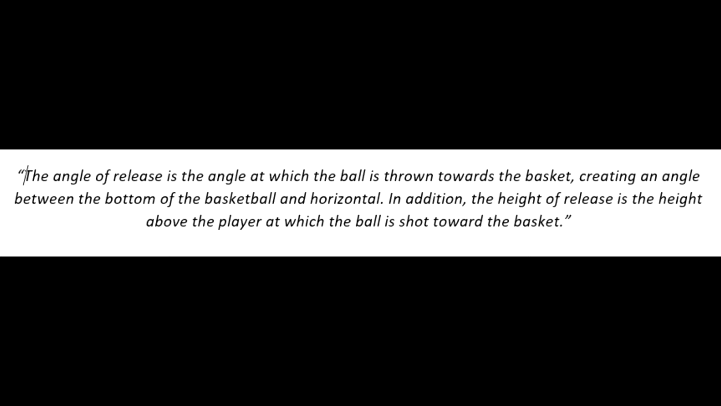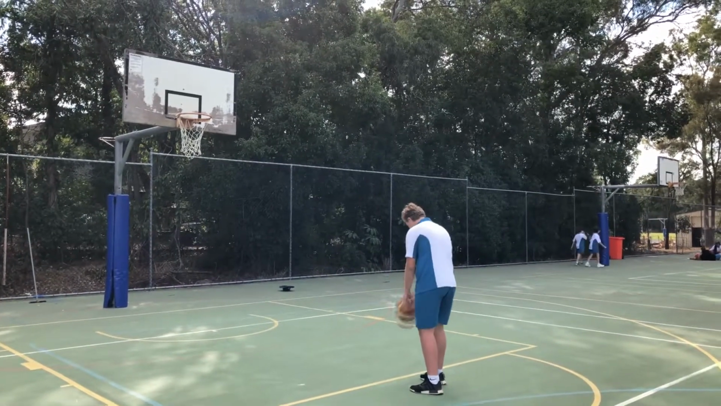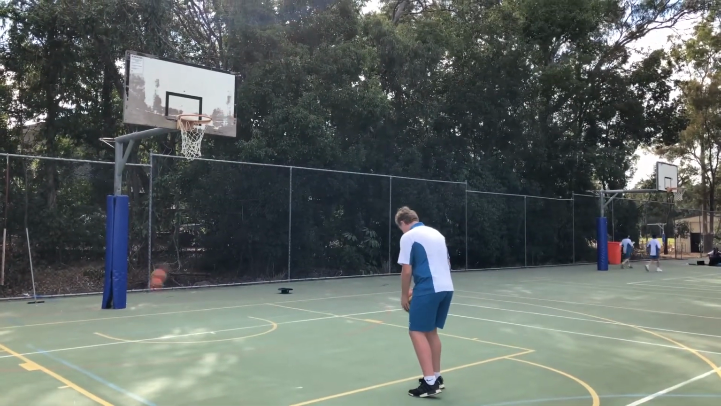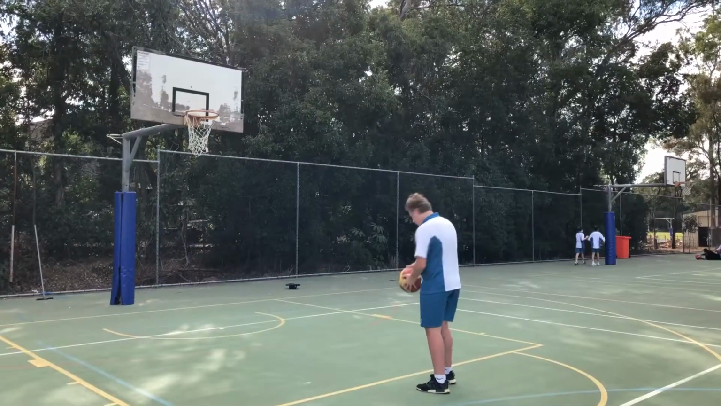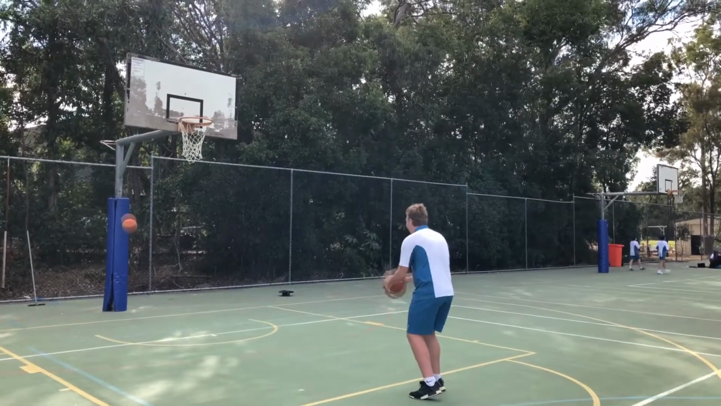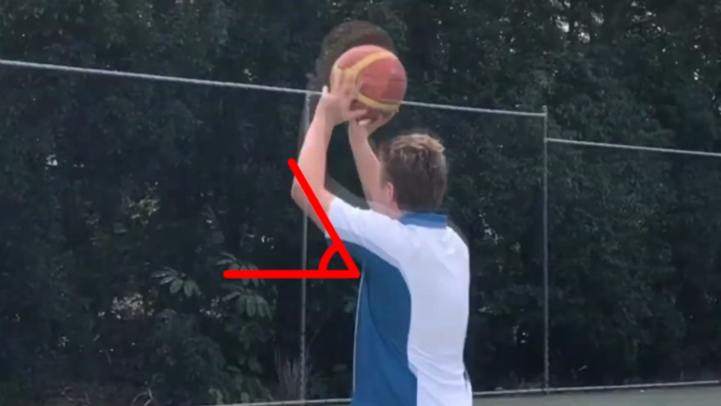In addition, the height of release is the height above the player at which the ball is shot towards the basket. As can be seen when viewing my free throw technique, the projectile motion of the basketball is quite flat due to the low angle of release, as well as my height of release being too high when shooting the basketball.